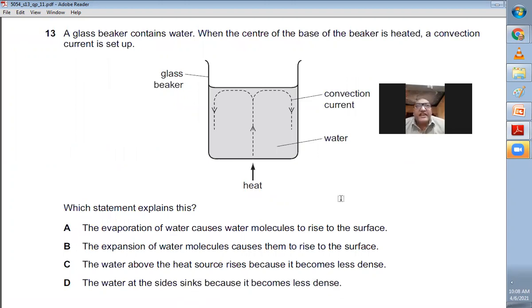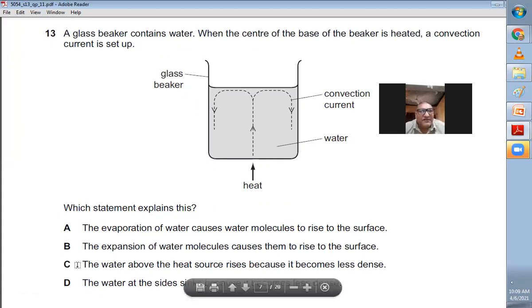The glass beaker contains water. When the center of the base of the beaker is heated, a convection current is set up. Here you are heating, and you can see hot water is going up, and from the sides the cold water is sinking down. Which statement explains this? The evaporation of water causes water molecules to rise to the surface. No. The expansion of the water molecules causes them to rise to the surface. That is close, but the molecules themselves don't expand. The water above the heat source rises because it becomes less dense. That is the perfect statement.